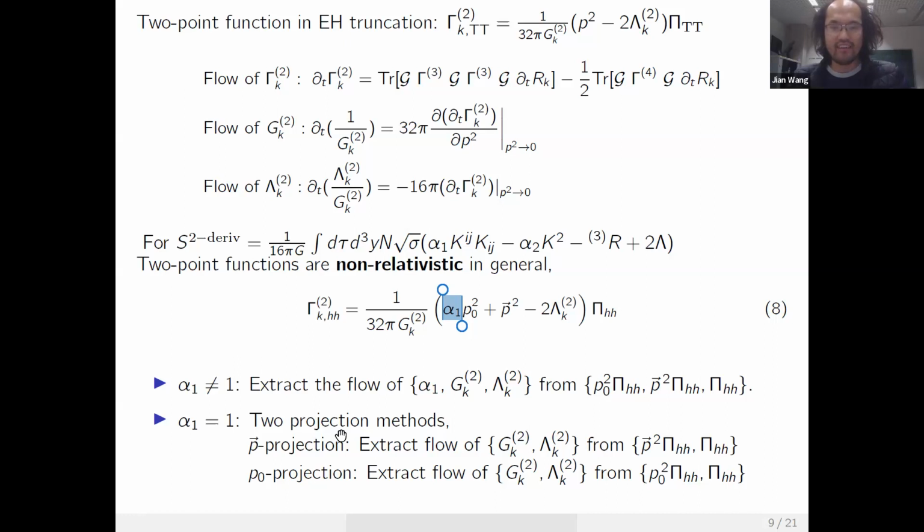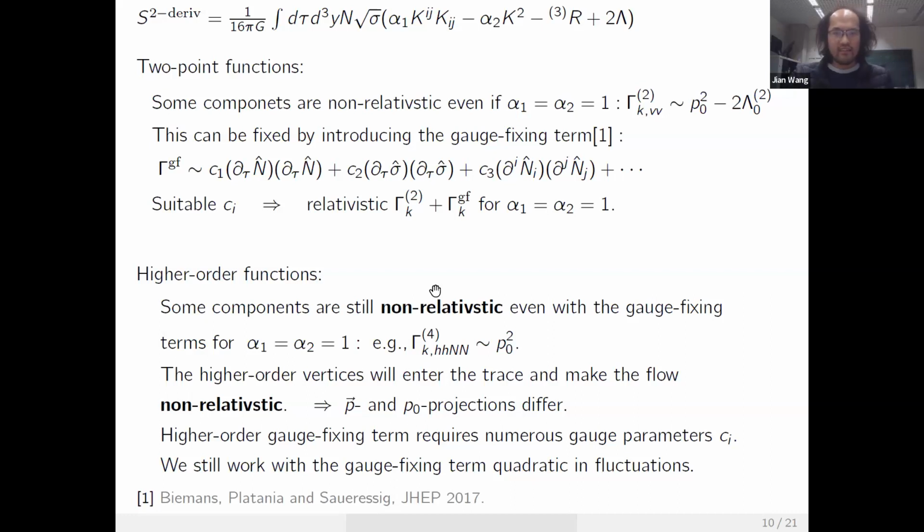But in practice, we'll show that it's very hard to recover the Lorentz symmetry exactly. So the results from those 2 projections may be slightly different. Now let me show that. So here is our two derivative action in ADM form. First, let's consider the 2-point functions.